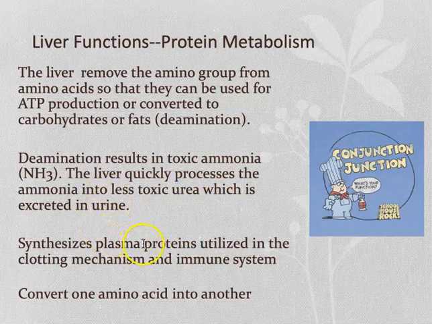It will also synthesize plasma proteins, some of the ones that we talked about or at least alluded to in the clotting cascade. There's quite a few in the immune system that are being produced by the liver. And then it can also convert from one amino acid into another type. So all of that dealing with protein and protein metabolism.